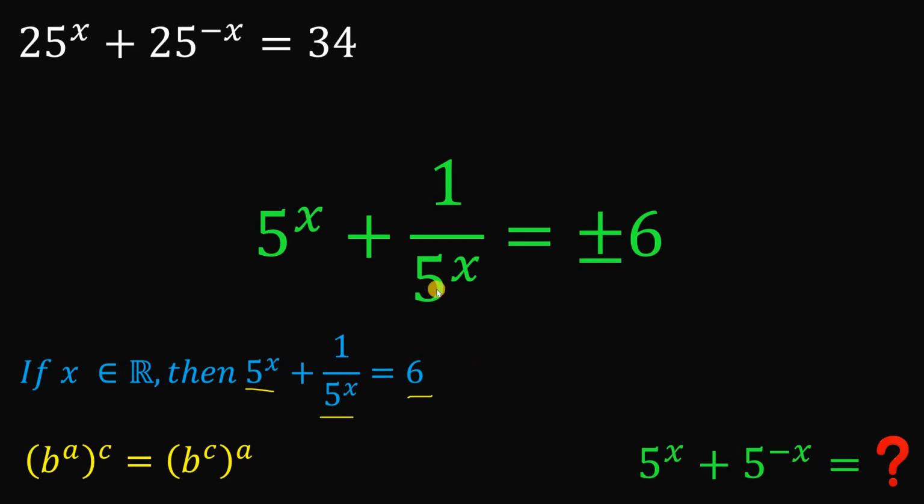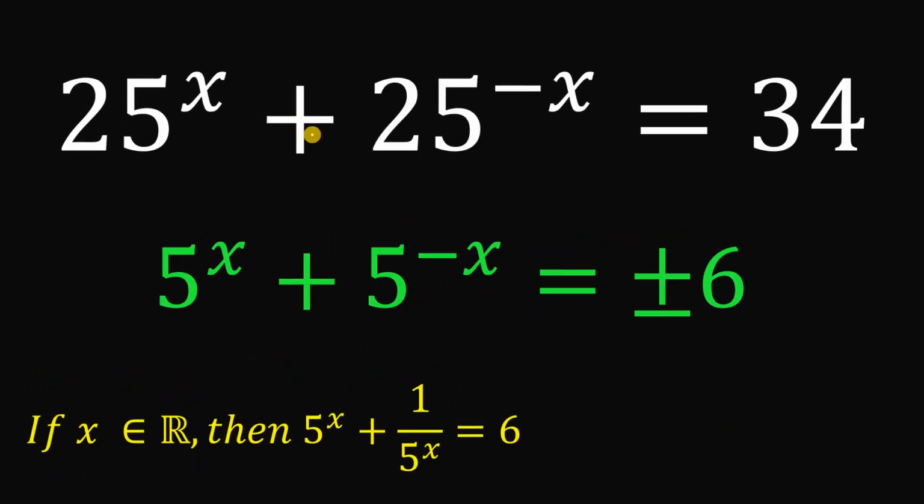Therefore, given this equation, 25 raised to the power of x plus 25 raised to the power of negative x equals 34, given that we don't have any restriction for x, then the value of 5 raised to the power of x plus 5 raised to the power of negative x equals positive or negative 6. But take note, if x is a real number, then we only have 6 as our answer. Therefore, this is our answer to this question. And as always, we are done.